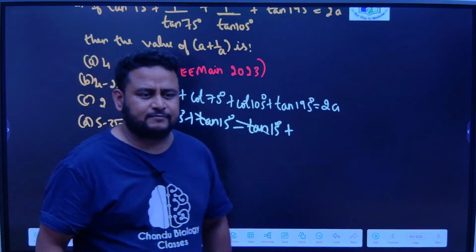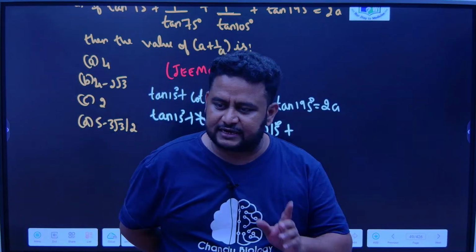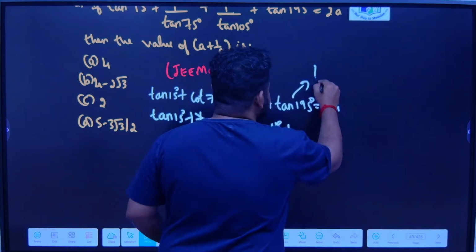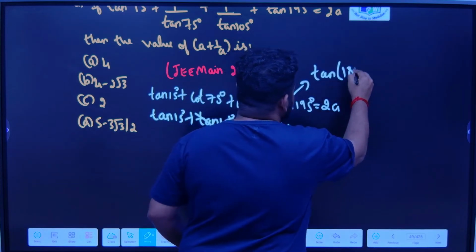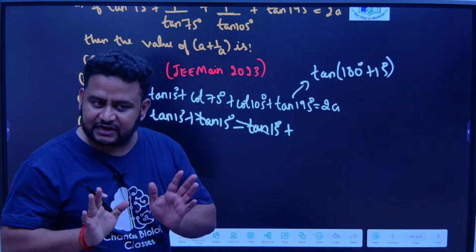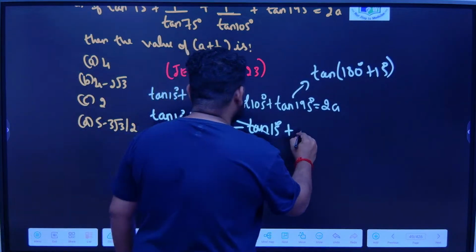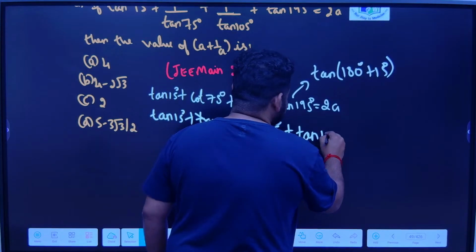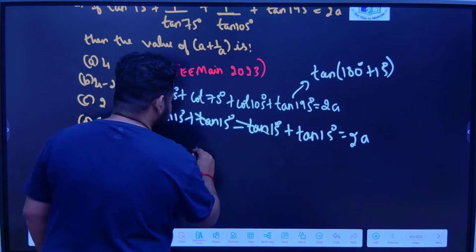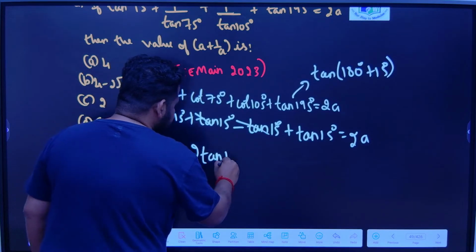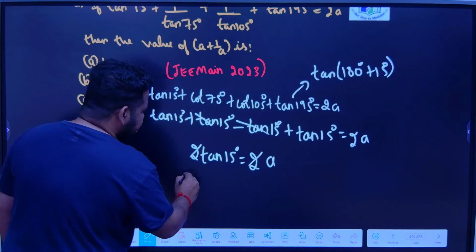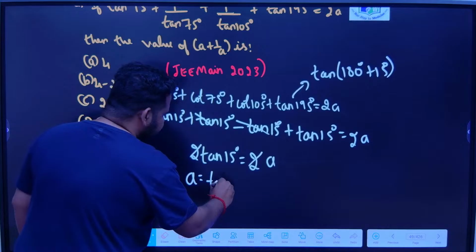Now what about tan 195? 195 is in which quadrant? Third quadrant. In the third quadrant tan is positive. So tan 195 I can write as tan of 180 plus 15. So 180 is an even multiple of pi by 2. So tan will remain as tan itself. So this I can write as tan 15 degree is equal to 2a. So this will become 2 tan 15 degree is equal to 2a. So I can cancel the 2. I will get a is equal to tan 15 degree.